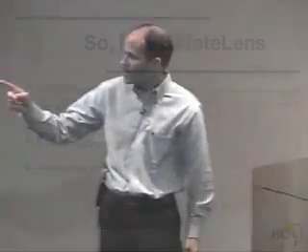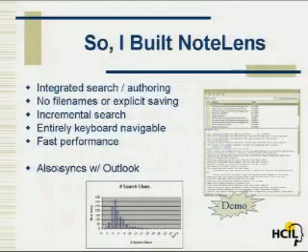Integrated searching and authoring, which is something that is surprisingly rare. And the ability to not have to worry about structuring my notes too much. So I came up with this thing called NoteLens, which has those characteristics. And really, there's nothing novel about this at all. It's the most boring, simplest interface that I've ever built. But it's also the one that I use more than any other bit of software I've ever written.